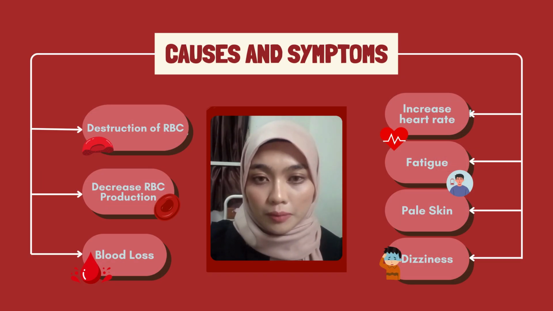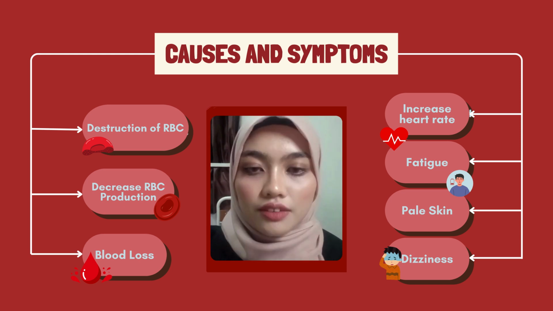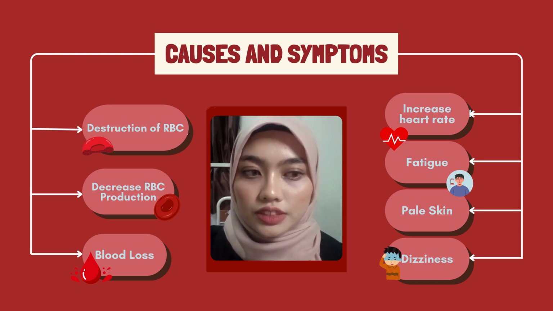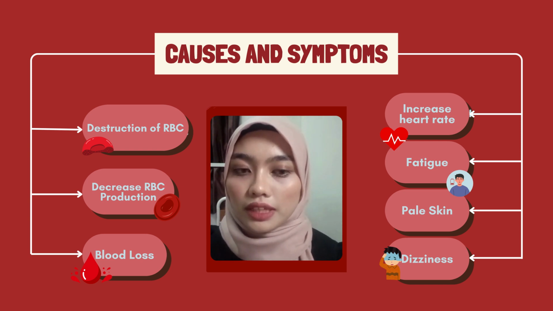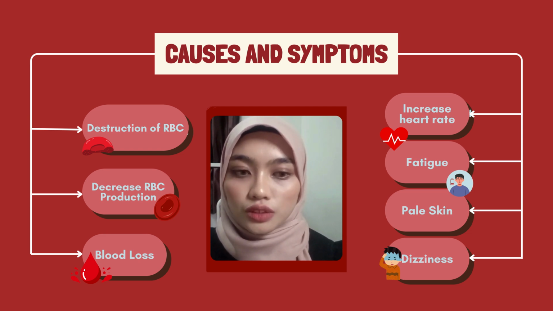Causes and symptoms of anemia. Anemia can be caused by destruction of red blood cells, decreased red blood cell production, and blood loss. First, red blood cell destruction can cause intrinsic and extrinsic hemolysis. Intrinsic hemolysis is due to a genetic condition that causes sickle-shaped red blood cells, which shorten their lifespan and are destroyed prematurely. Extrinsic hemolysis is caused by an autoimmune disorder or infection, by the immune system or pathogens.